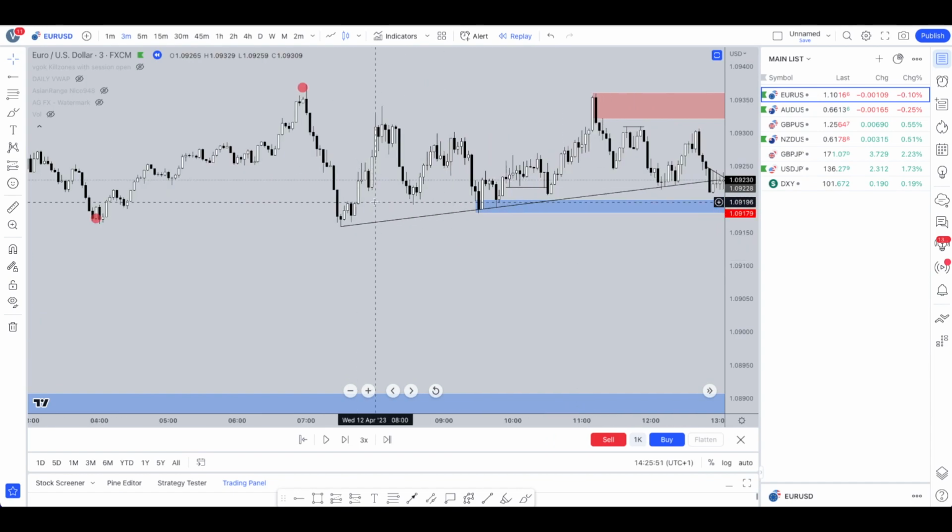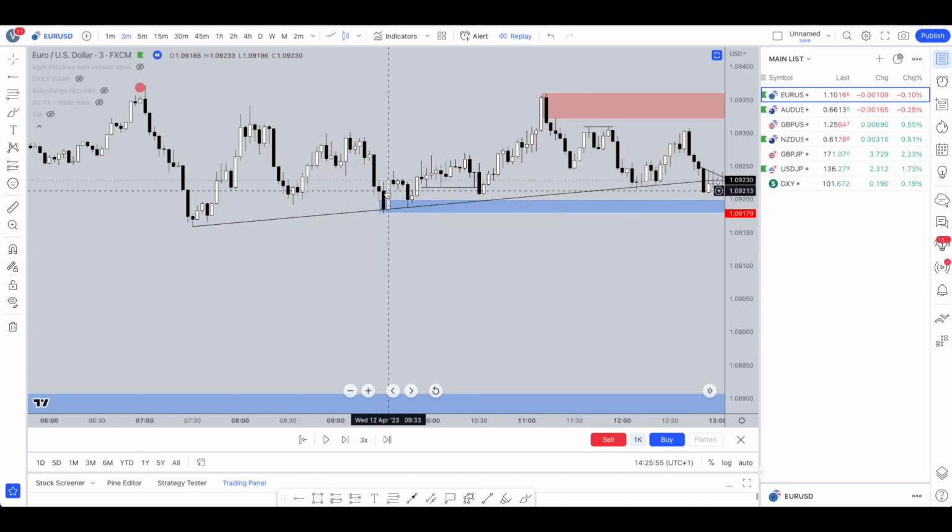We can then also see a good mitigation in this area within this order block, and that area continued to be respected in that moment there.